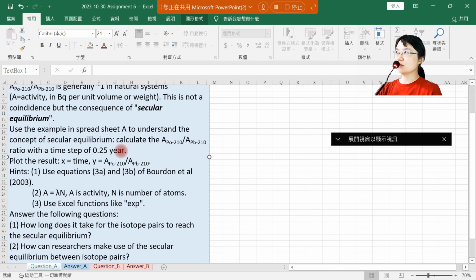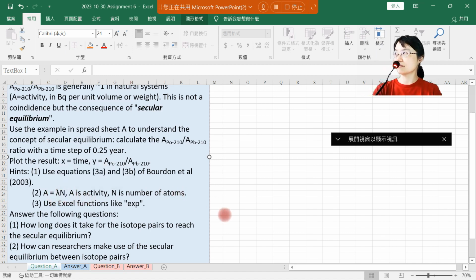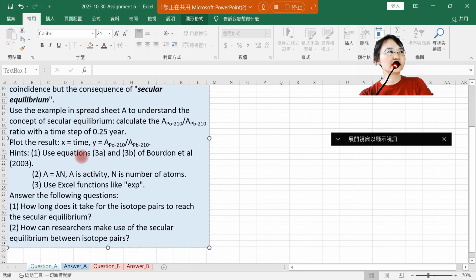What I am asking you to do is chemical modeling. It's a very simple chemical modeling. Hint, you need to use this equation. I already told you which equation you should use. A is radioactivity. It's equal to lambda times N. N is the number of atoms, and lambda is the decay constant. Then, to answer this, you need to use the Excel function exponential, EXP.